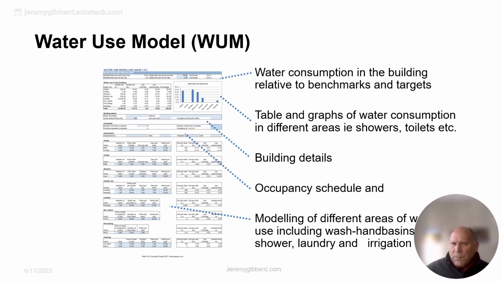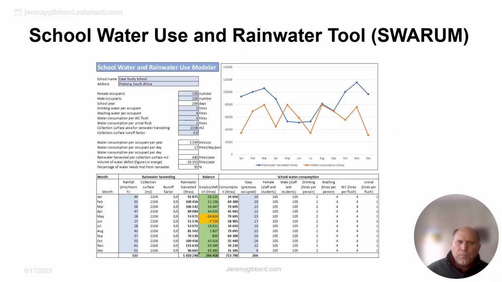So the last couple of things I'm going to talk about are some of the modeling tools. This is a very simple Excel-based tool that you can use to calculate water use in a building, and you can plug in occupancy, your schedule, and then the different water fittings, and it'll give you a very clear amount of water that will be used per day and per person.